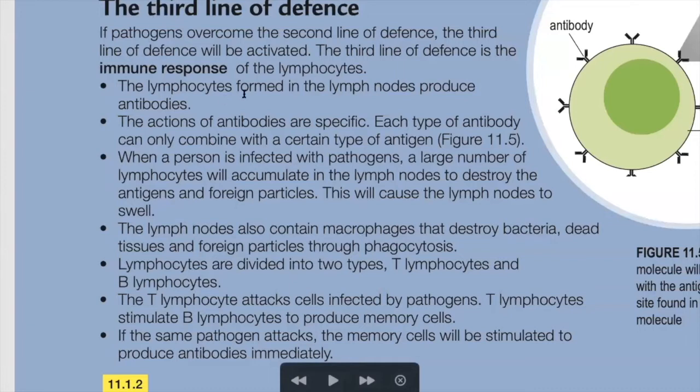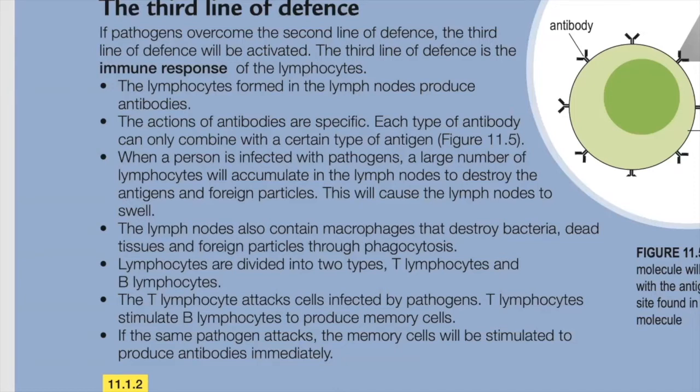Okay, so lymphocyte is formed in the lymph node and the function is to produce antibody. Ni awak tengok ni. The action of antibody are specific. Each antibody can only combine with a certain antigen. Maksudnya, the action of antibody are specific. Sebagai contoh, kalau bakteria A, kita mesti hasilkan antibody A. Kalau bakteria B, mesti hasilkan antibody B. Itu maksud spesifik. Sebagai contoh lah, awak demam. Takkanlah awak nak makan ubat batuk. Faham tak? Mestilah awak kena makan ubat demam juga.